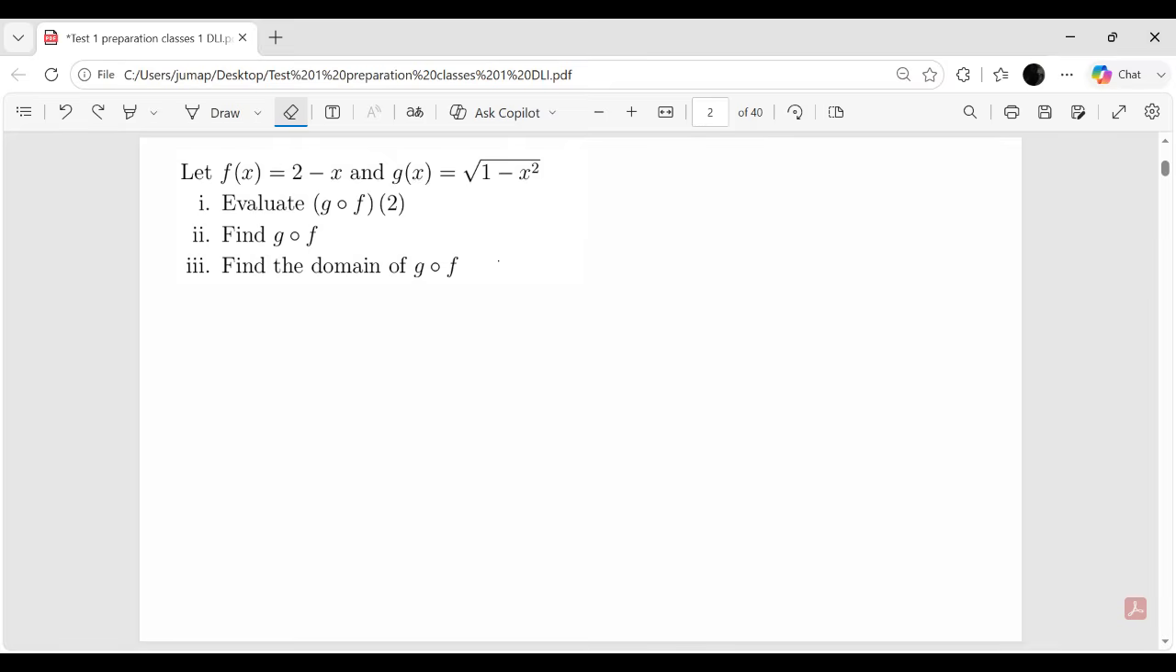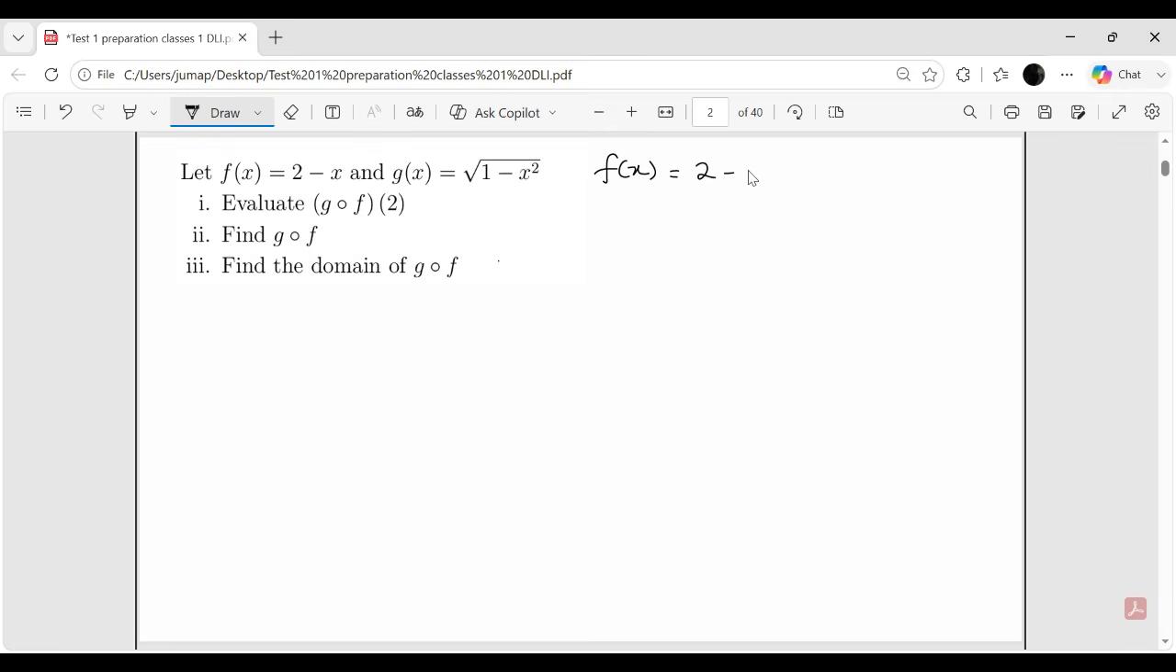Okay, so our first question for today says: let f of x be equal to 2 minus x. Then g of x, as they've mentioned, is the square root of 1 minus x squared. Now they're saying evaluate, so to evaluate is to find the exact value of g of f of 2. Okay, so for question I, they want us to find g of f of 2.